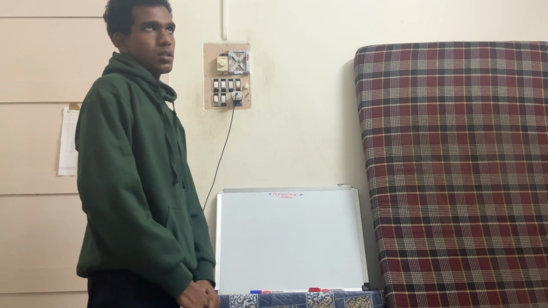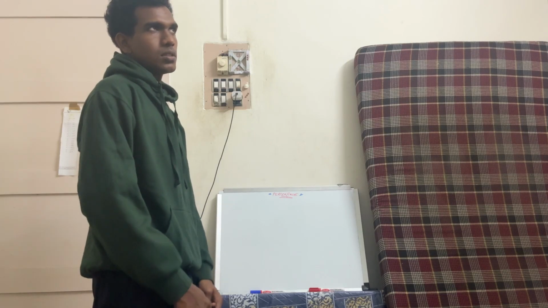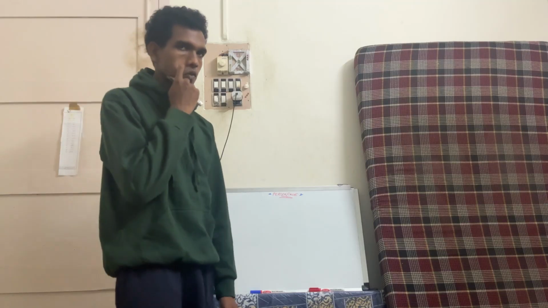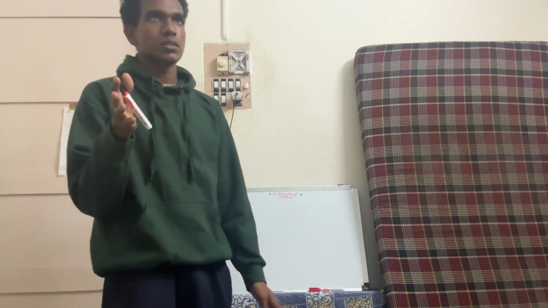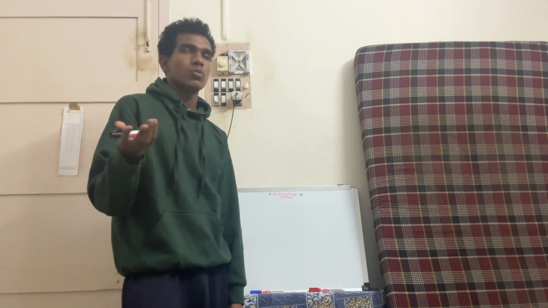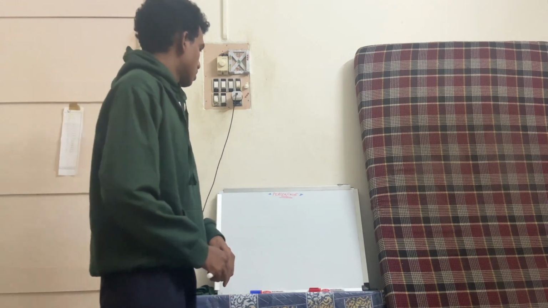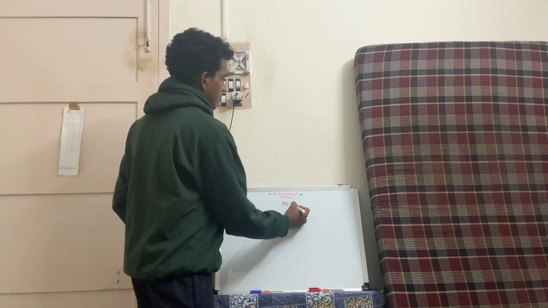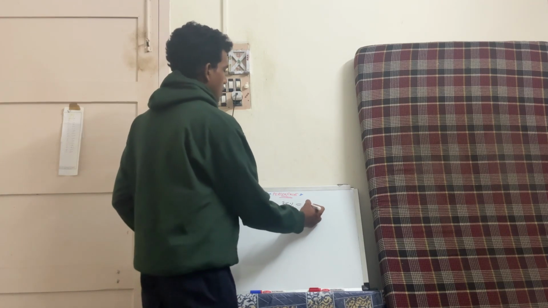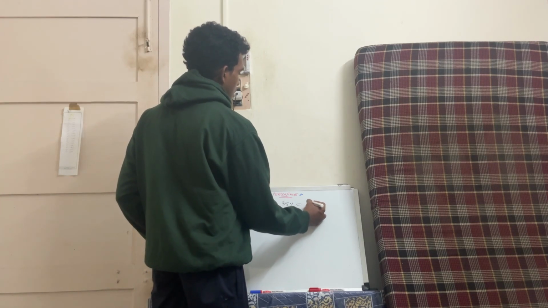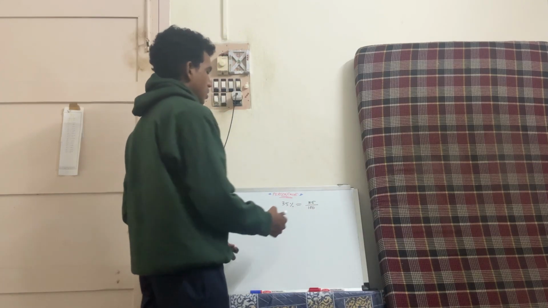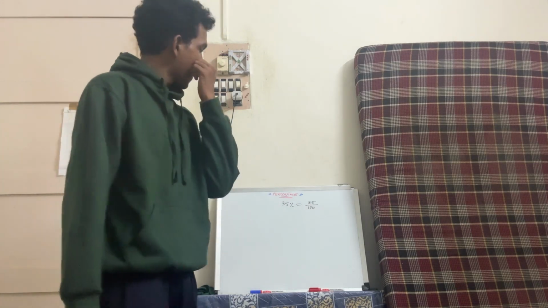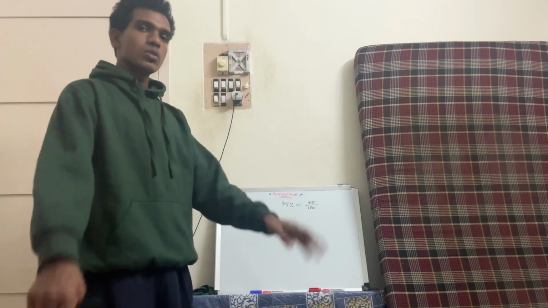Percentage is just, for example, if you say 35% or 25%, it just means 25 out of 100 or 35 out of 100. So the meaning of 35% will be 35 out of 100. So that's the simple meaning of percentage. We don't want to know more about that.